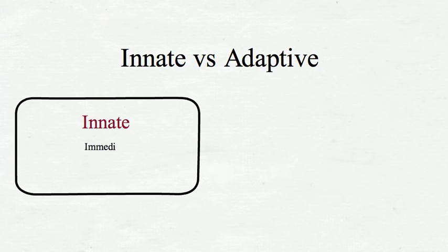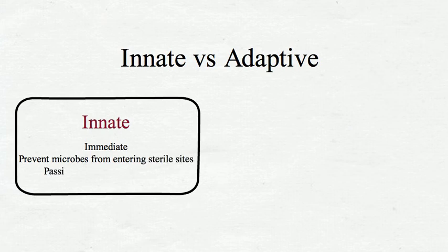The innate immune system elicits an immediate response that works to prevent microbes from entering sterile sites in the human body, eliminating a potential threat. Its two defenses against pathogens are passive, such as skin and mucus, and active, such as macrophages and complement.